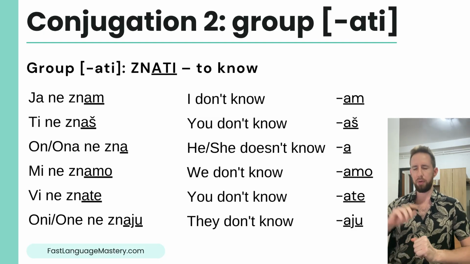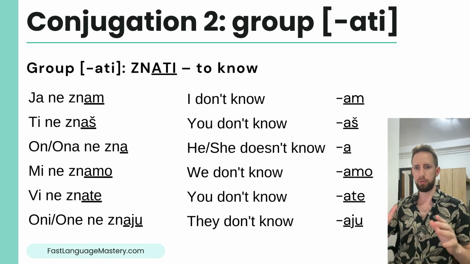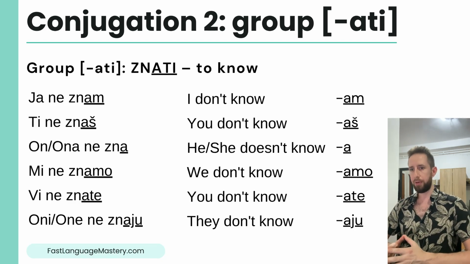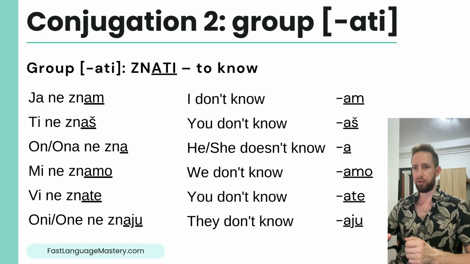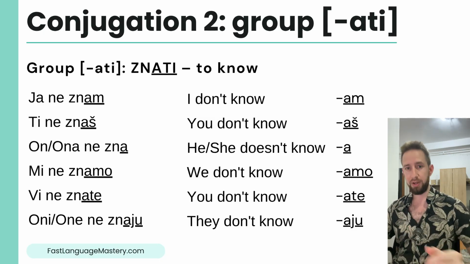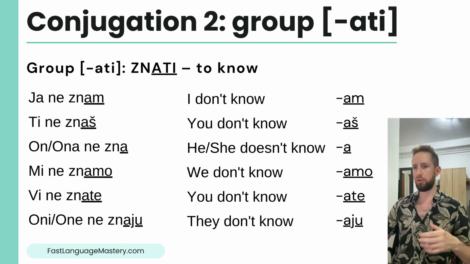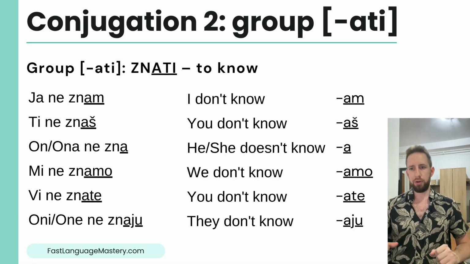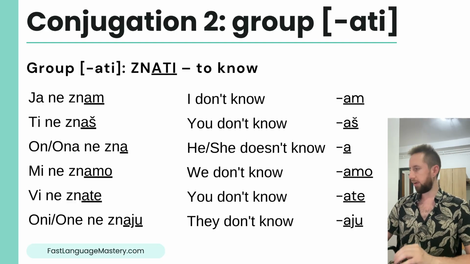It means that the verbs in their infinitive form, which belong to this conjugation, will have the ending ati. For example, znati, to know. And now let's do it with negation. Instead of saying I know, we'll say I don't know. And in order to say don't or does not, we just add the particle ne before the verb. Okay? So here's how we do it.